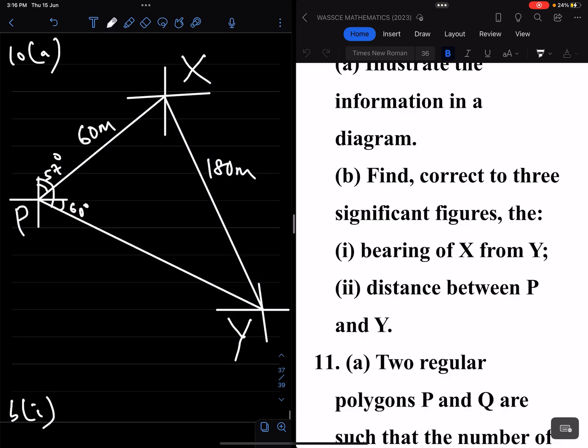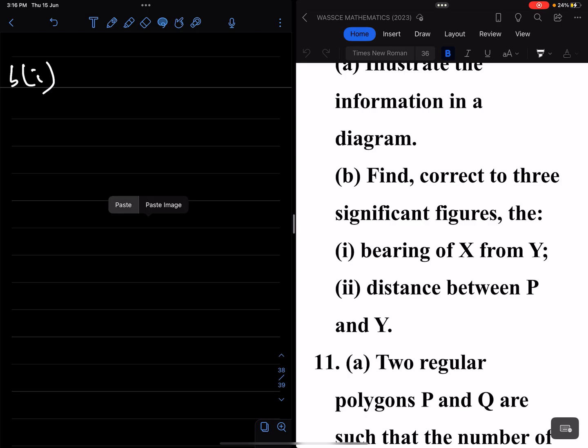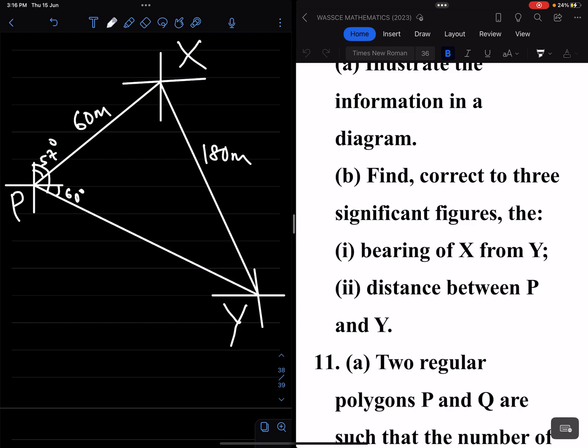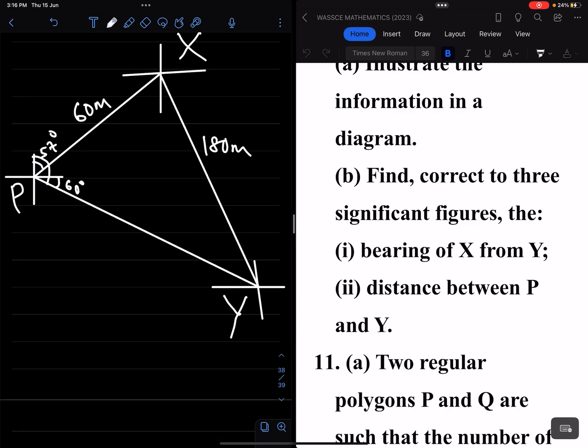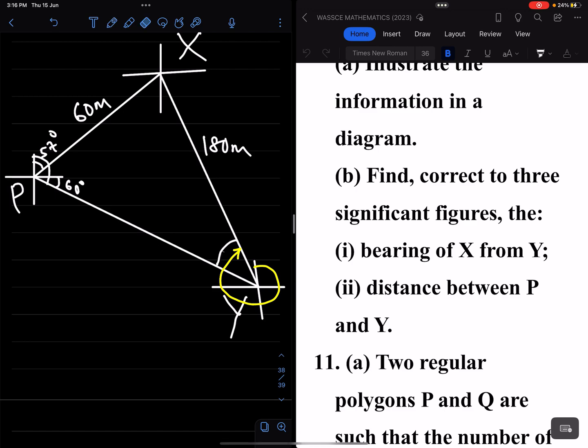Let's copy the diagram and paste it somewhere here. Now this is the diagram. We want to find the bearing of X from Y. The bearing of X from Y is the whole of this angle, the angle from the north at Y to the line that joins Y to X. That's the bearing of X from Y. To find that, I want to find this angle first. Let me call it theta.